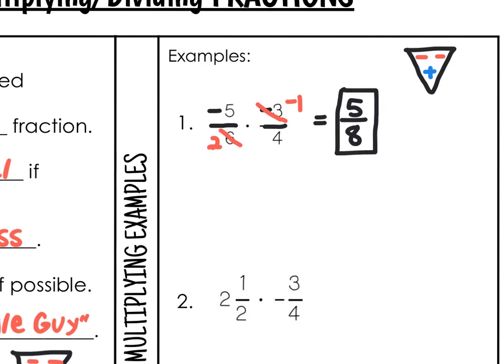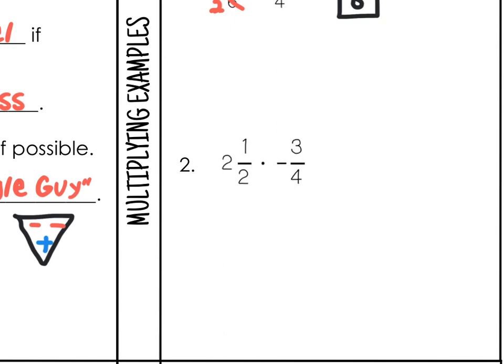Now let's take a look at problem number 2. Here we're going to first change any mixed number to an improper fraction. So we have 2 times 2 plus 1, and that answer is going to be 5 over 2. I'm going to bring the next fraction down, but remember, I always give the negative to the top, the numerator. So just think of it as it's floating up. And then we check to see if we can cross cancel. We cannot cross cancel this way, nor can we cross cancel this way.